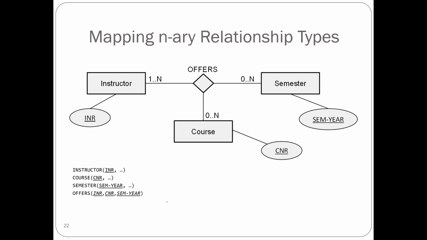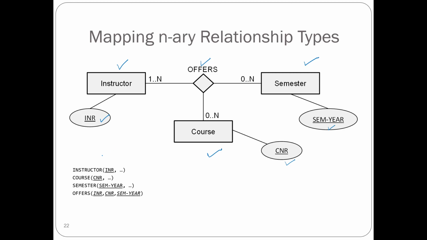Similar to the previous example, we can think of this relationship also, which is about offers, right? And here the entity types involved are instructor entity type, semester entity type, course entity type. Okay, instructor has the primary key INR, which is instructor number. Semester entity type has the primary key, which is SEM year, and course entity type has the primary key, which is CNR. Okay, and here the cardinalities are 1 to n, 0 to n, 0 to n.